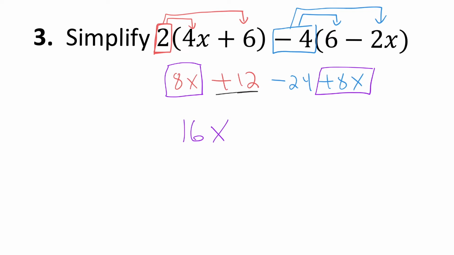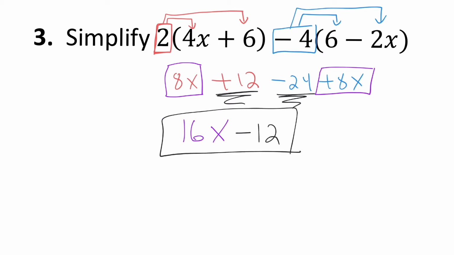Then you guys have the constants, the positive 12 and the minus 24. Since they don't have a letter, a variable, they are constants, so they're like terms. And positive 12 minus 24, that's negative 12. We cannot do anything else. We're not solving. So you guys don't have an equal sign. These are not like terms. You cannot combine. So that's my answer, 16x minus 12.